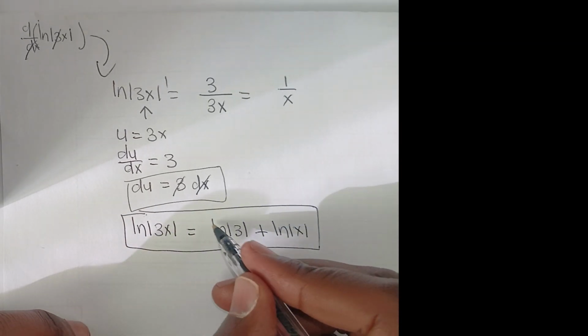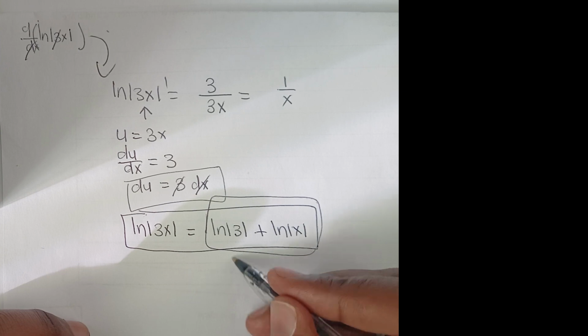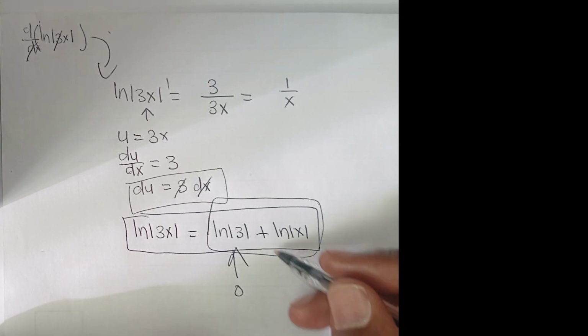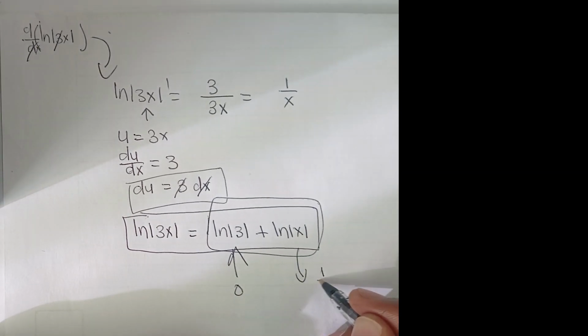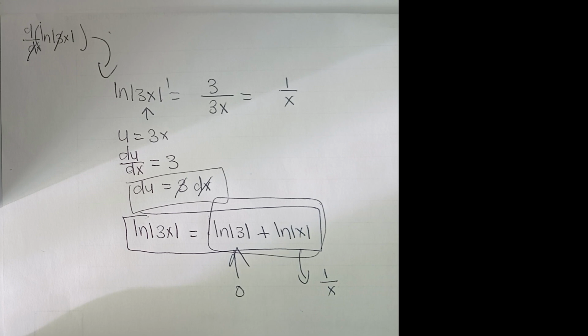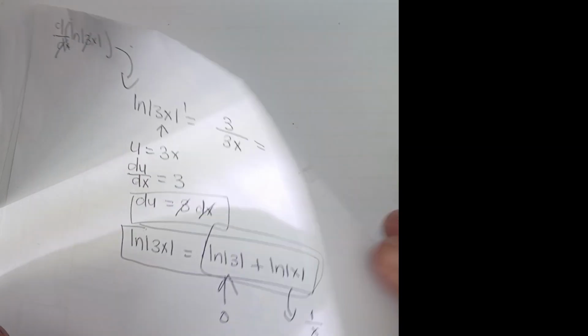Then from there, when you derive this, we don't derive the constant, right? This one is 0. We don't derive it. So this one will right away be 1 over x, right? So that's how it is. Now let us get serious.